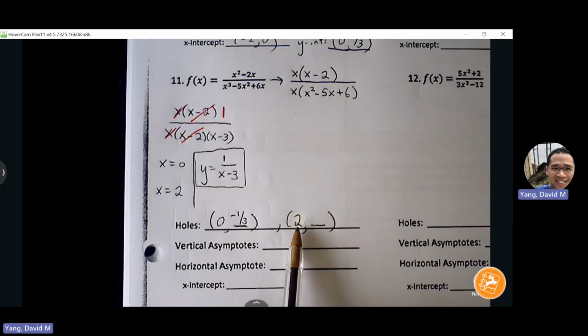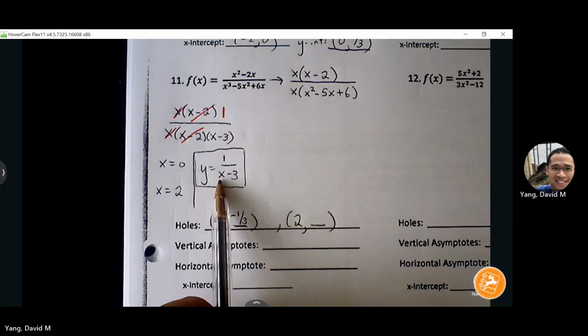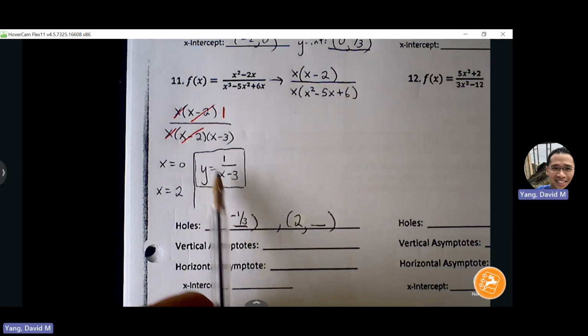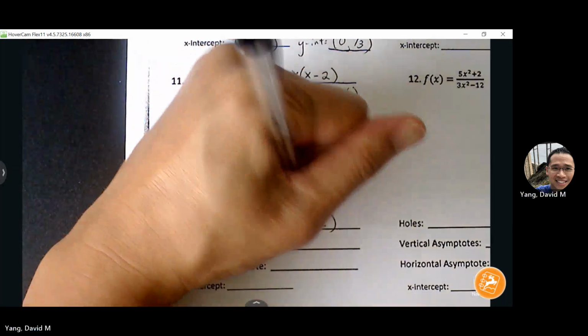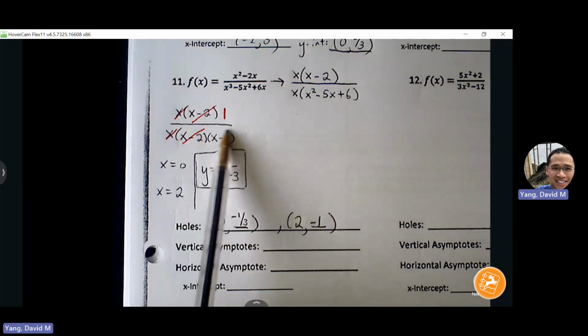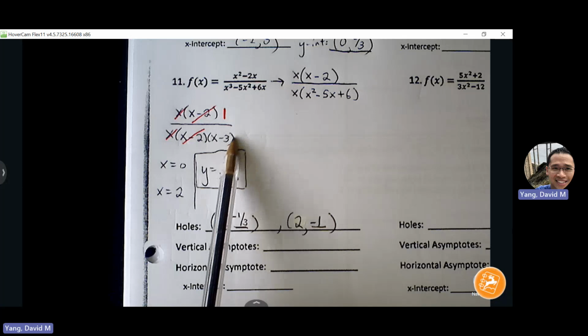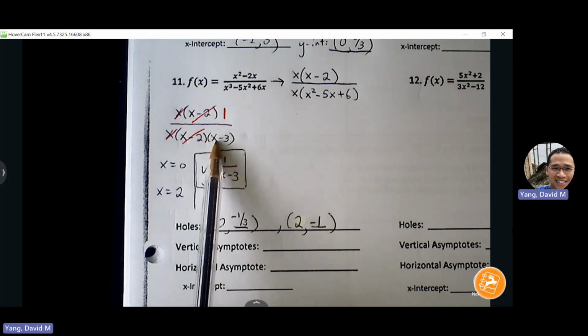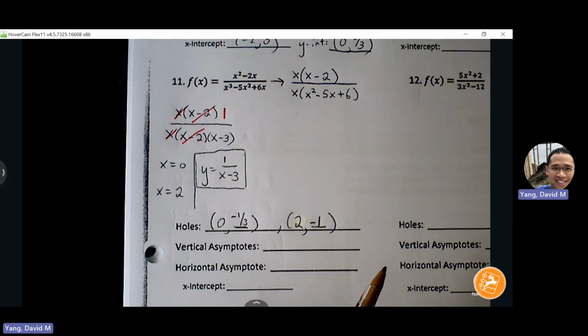All right, if I plug 2 in, -1. 1 over -1 is -1. So I can highlight those 2 points and make sure I have holes in them. All right, am I going to have a vertical asymptote? Yes. What's my vertical asymptote? 3. Yeah. So basically, whatever denominator factor does not cancel out, that's a candidate for a vertical asymptote.